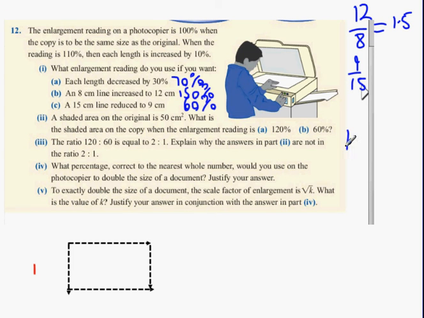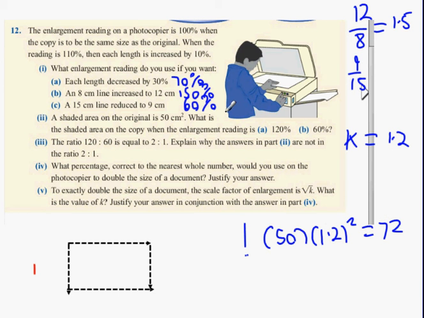So guys, when it's 120, the scale factor is 1.2. Therefore, you multiply your 50 centimeters squared by k squared. 50 times 1.2 squared equals 72. So that's going to be 72. When it's 60, it's going to be 50 multiplied by 0.6 squared. 0.6 squared, anybody? So 50 multiplied by 0.6 squared is 18. Okay.